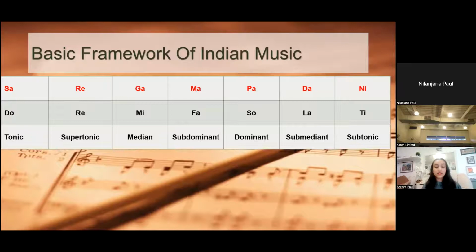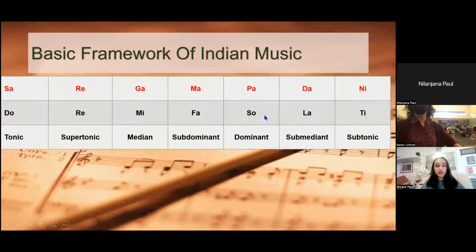In Indian music, we have something very similar to this, but we replace it with different names. For example, do is sa. Sa is the short form of shadaj. Then we have re, which is short for rishab. Then mi, the mediant, we call ga, which is short for gandhar. Then we have fa, the subdominant, and in Indian classical music we say ma, which is short for madhyam. Then we have the dominant, which is pa, for pancham, the middle note for us.